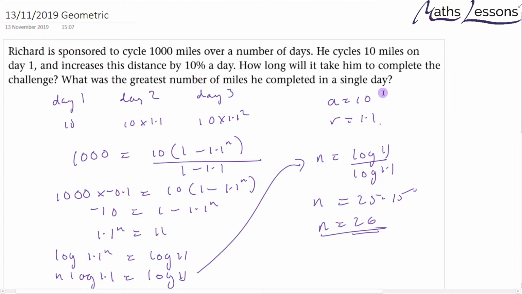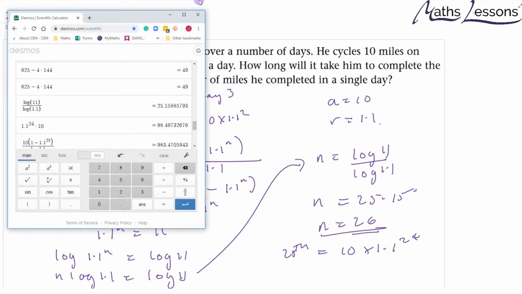Now we want to know the greatest number of miles he completed in a day. That is likely to be on the 25th day, because we've only got the 0.15 of the 26th day that he's going to actually cycle. So what we can do is find out the 25th day. That's going to be this term, 25, so it's 10 times 1.1 to the 24. Grab my calculator. And you can see I've already worked that out, and I got 98.9.